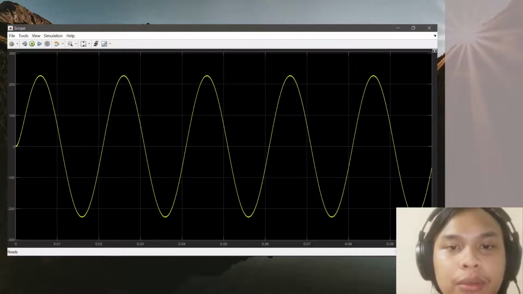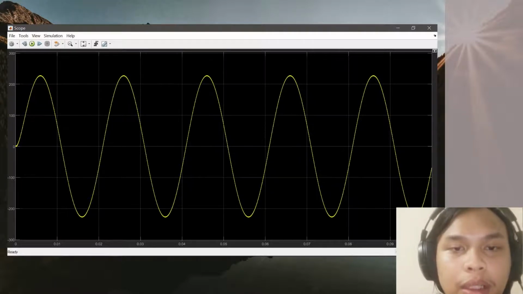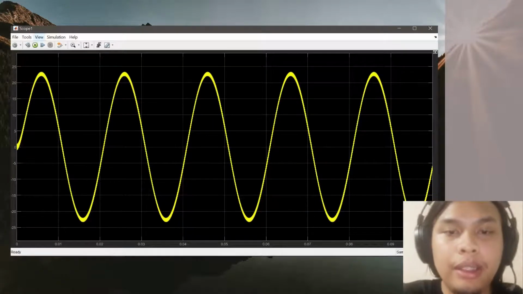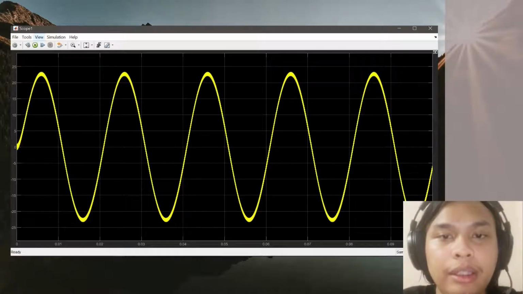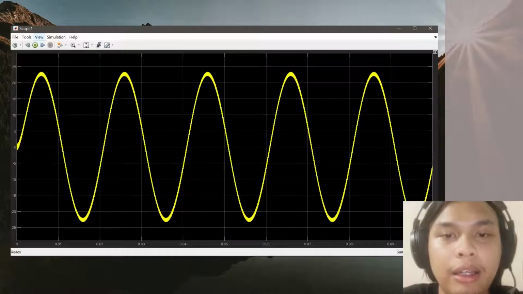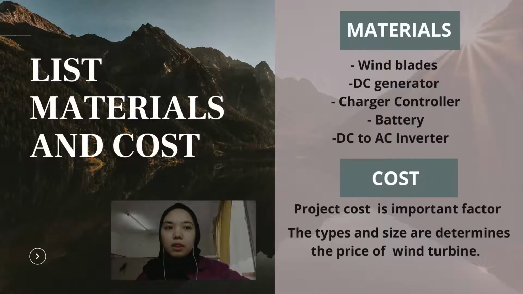The amplitude clearly shows that it is 230 volt and it is a sine wave. As for the current output graph, it also shows that the current output is a sine wave. We can clearly see that the output is 23 ampere from the sine waveform.